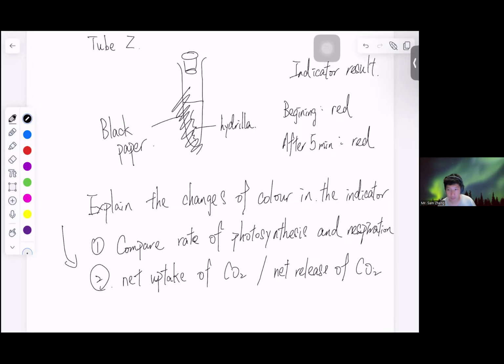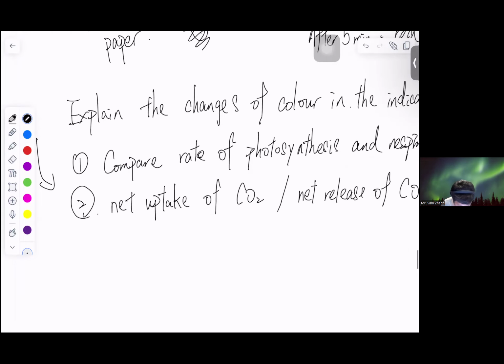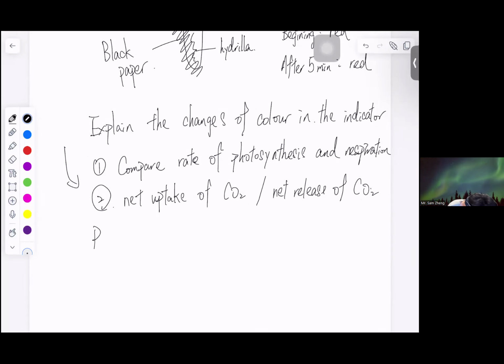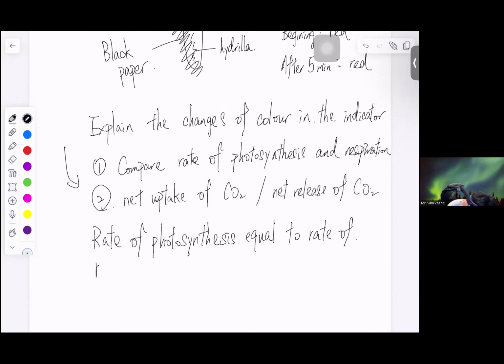Okay, thank you very much. So it would be: the rate of photosynthesis equals the rate of respiration. So what happened? In this case, it results in this.